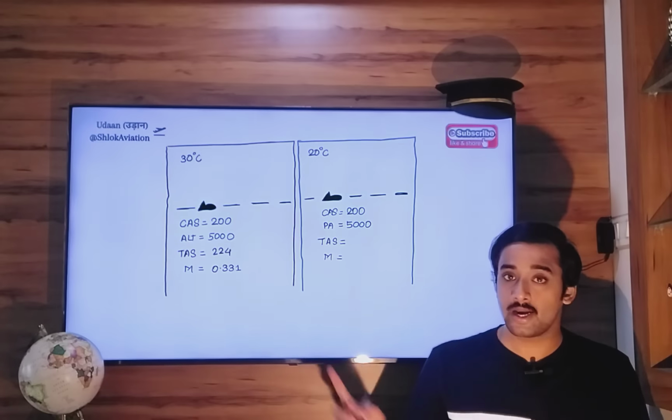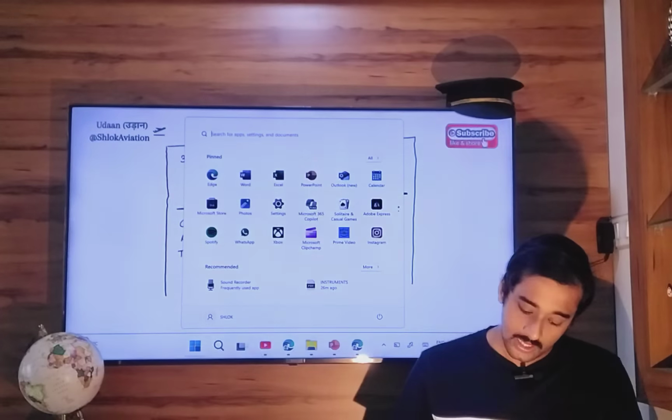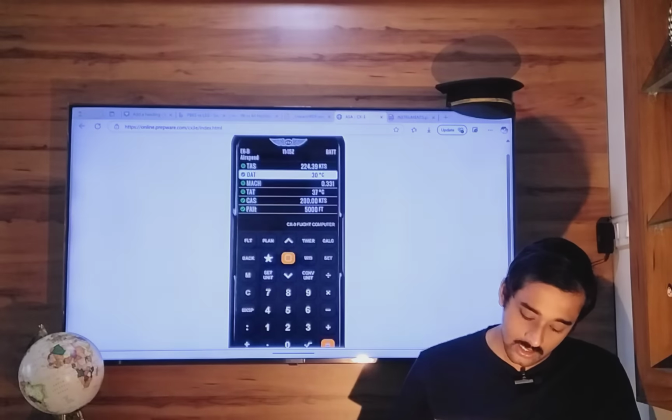Now let's calculate for the cold air mass. Same values, only the temperature will be 20 degrees Celsius.